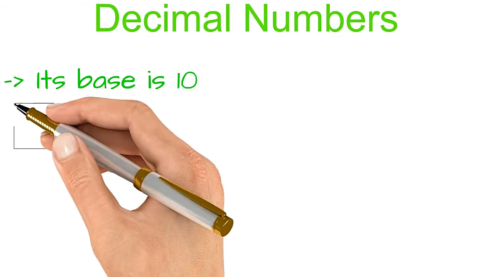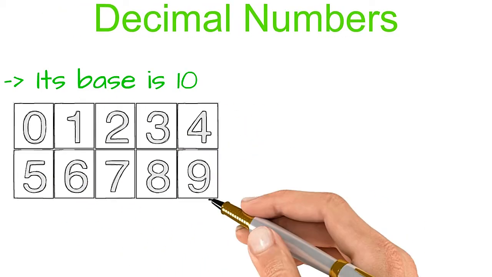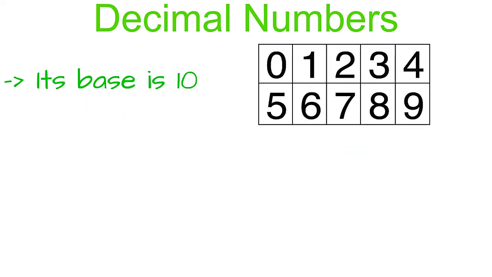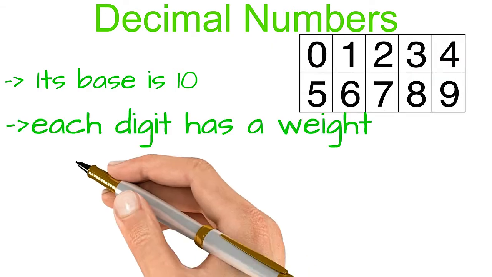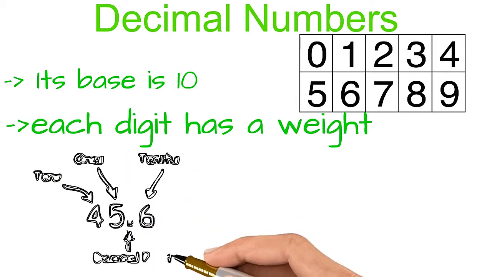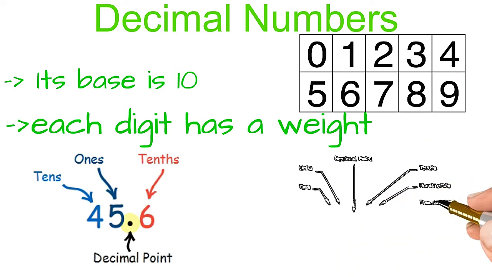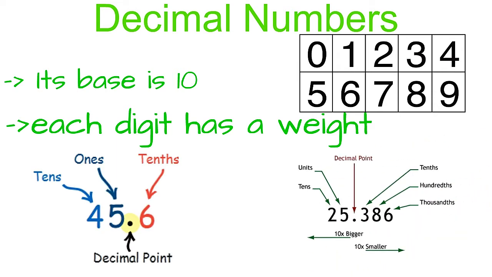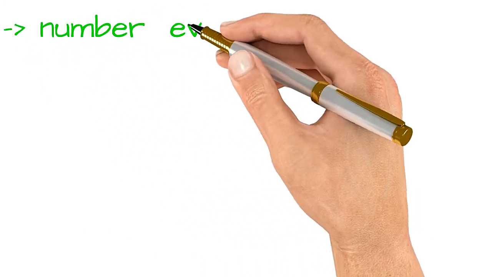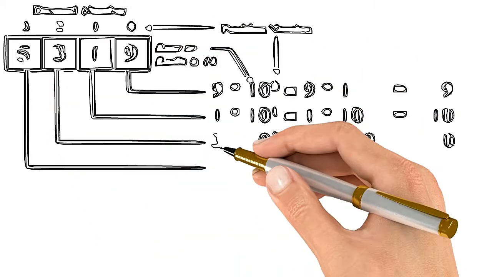It has a base of 10, so it's composed from numbers 0, 1, 2, 3, 4, 5, 6, 7, 8, and 9. Each digit has a weight of 10, so there is a ones, tens, and more, where each digit is bigger or smaller than the nearest digit by 10. Now, to evaluate any decimal number, you have to break it down into a series of multiple of tens and sum these products.